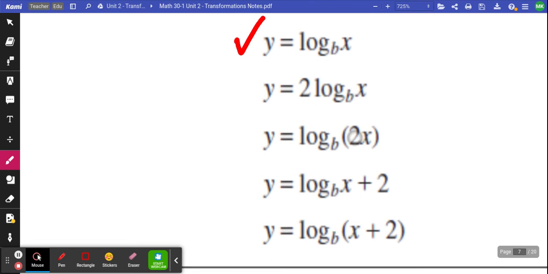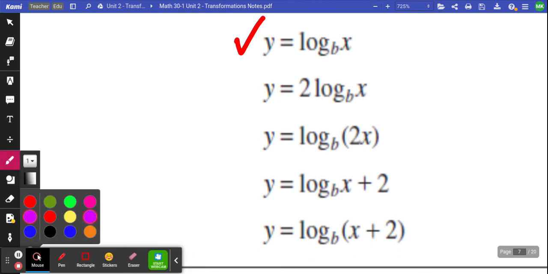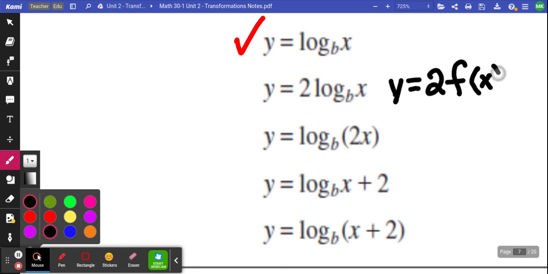Look at that second function. They have now taken the function log b of x and they've multiplied it by 2. What they've done is they've taken their function and multiplied it by 2, right? This is a vertical stretch. So if you had an asymptote on your y-axis and you stretched it vertically, would that move it? No, it would still be right on the y-axis.